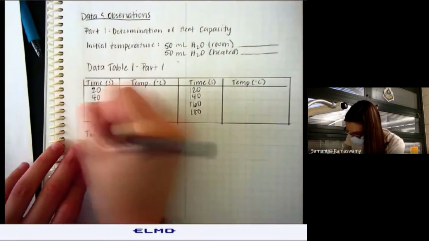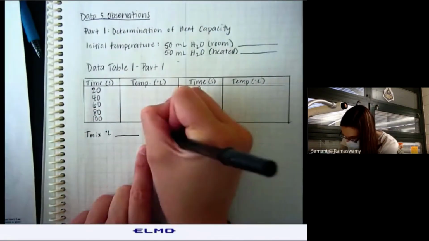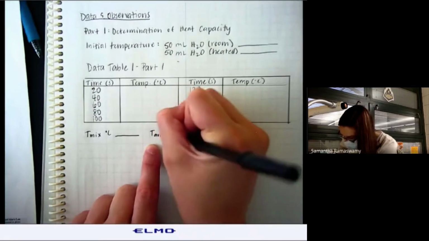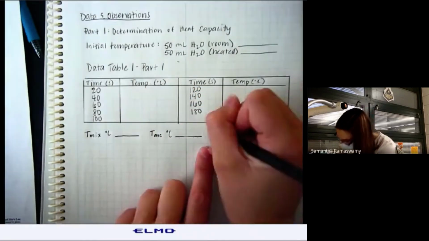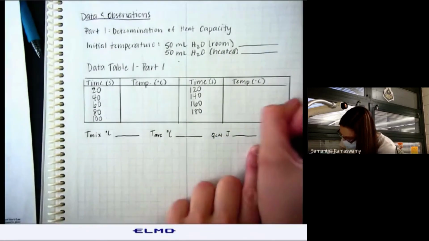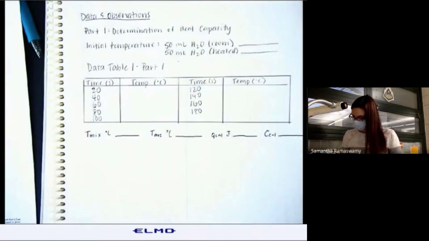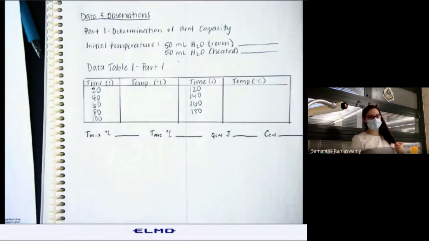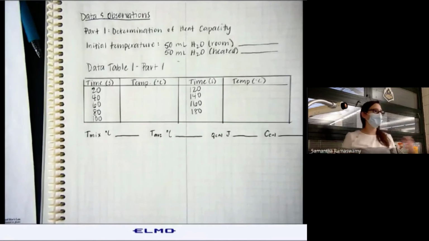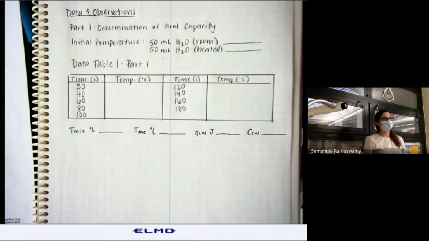So T mix, degrees Celsius, put a blank. T average, degrees Celsius, put a blank. Q cal in joules, blank. And C cal, blank. Also, didn't think about how far I was drawing the lines, but again, that's okay. Our data and observation section is going to be very thorough for this lab. So that's just part 1.